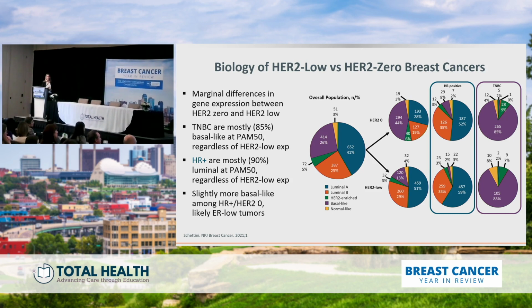So triple negative is mostly basal-like by PAM50. Hormone receptor positive is mostly luminal, as you might expect. And there's slightly more basal-like tumors among the hormone receptor positive HER2 0, but those are likely the ER low tumors, which we already know are biologically more similar to triple negative breast cancer.